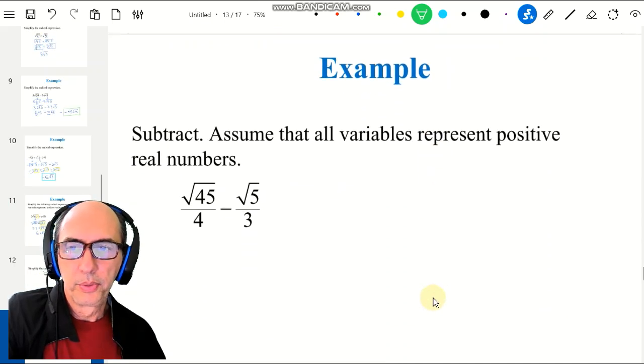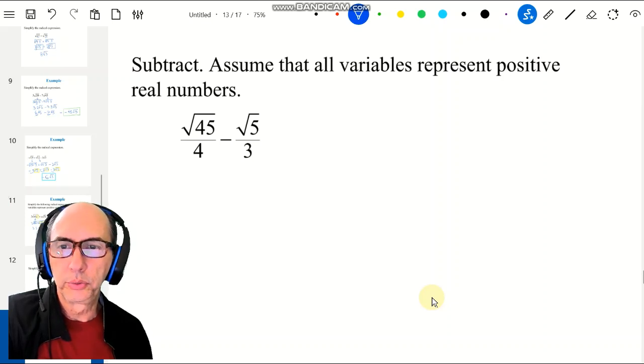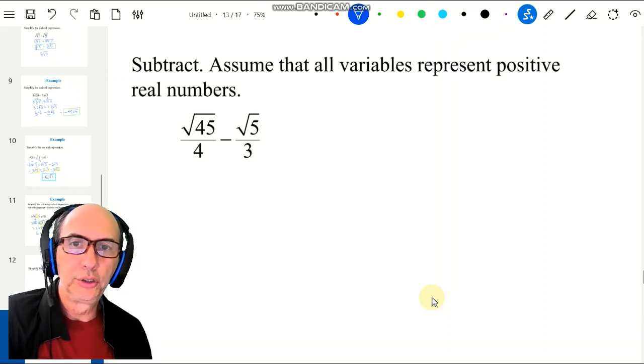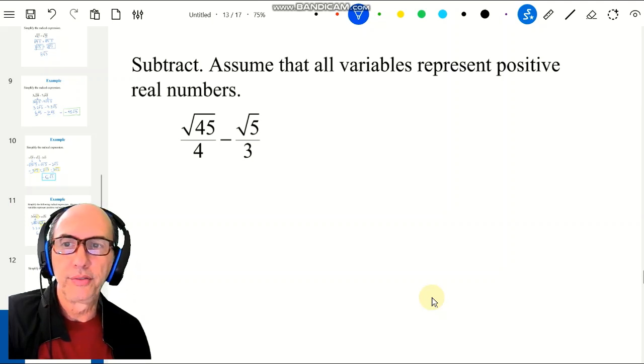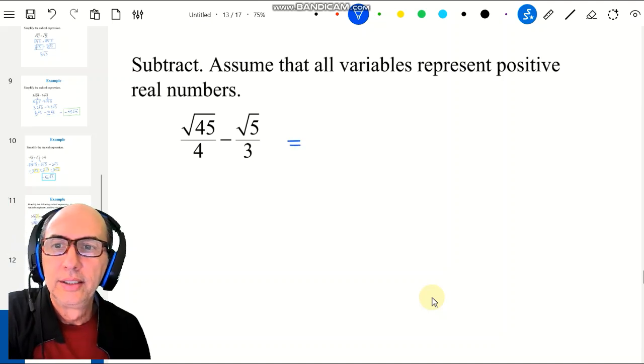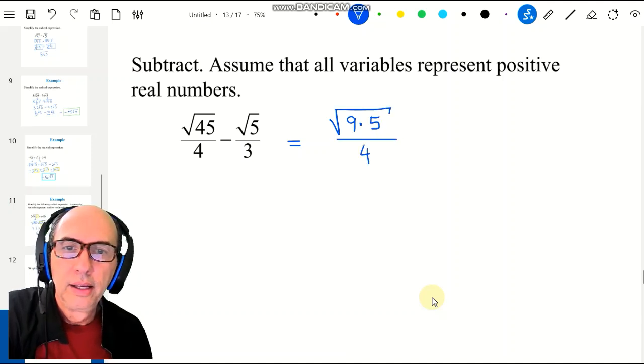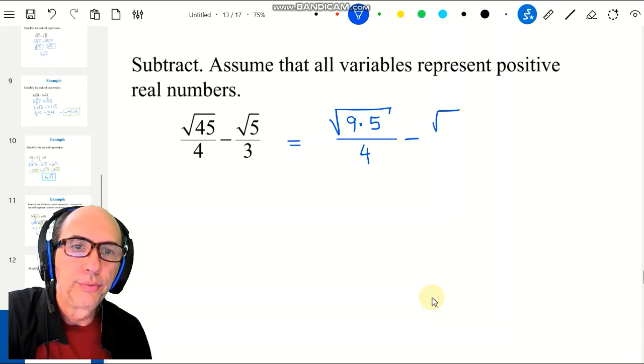Another example. We are working several examples to practice. Now we are back to square roots. Subtract. Assume that all variables represent positive real numbers. We don't have variables. We don't need to be worried about it. So the square root of 45, we can write as a square root of 9 times 5 over 4 minus a square root of 5 over 3.